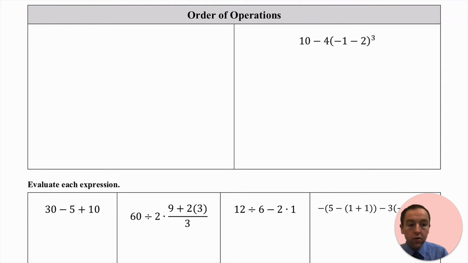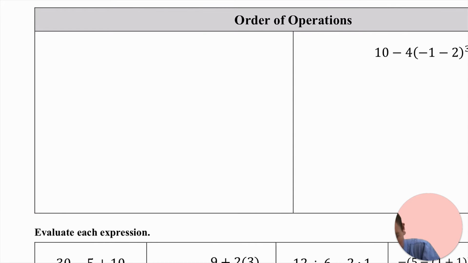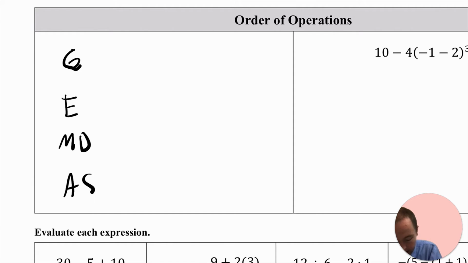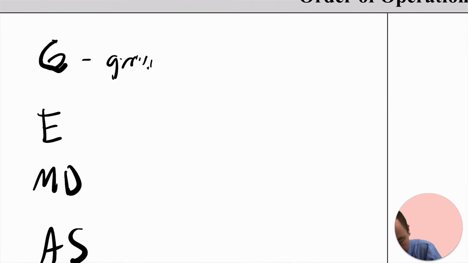So order of operations is probably commonly known as PEMDAS: Please Excuse My Dear Aunt Sally. I will typically go with this sort of acronym instead, GEMDAS, and I put M and D on the same level and A and S on the next level. So what the G stands for is grouping symbols.